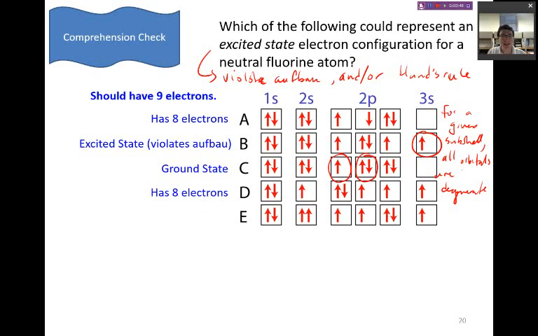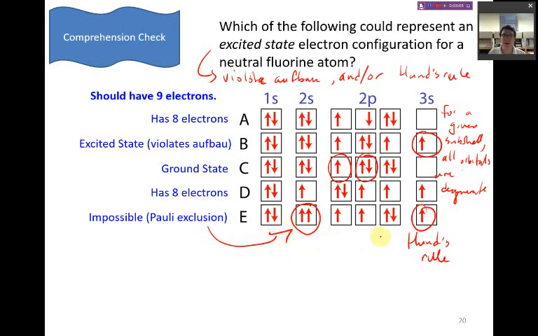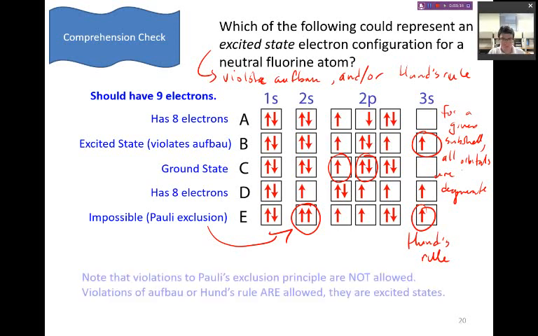Okay? And then E, hopefully you recognize this violates the Pauli exclusion principle. Now it also violates Hund's rule. However, because it violates the Pauli exclusion principle, in addition, it is not possible. Okay, so that is the first one. And just as a reminder, violations of the Pauli exclusion principle are not allowed. However, violations of Aufbau or Hund's rule are allowed, and we call those excited states.